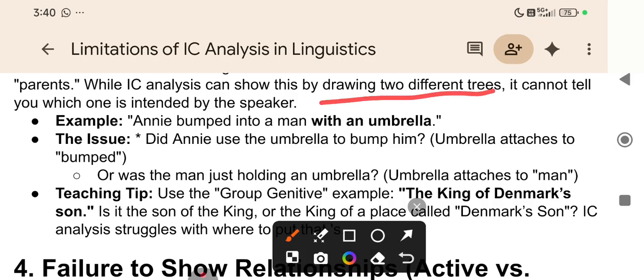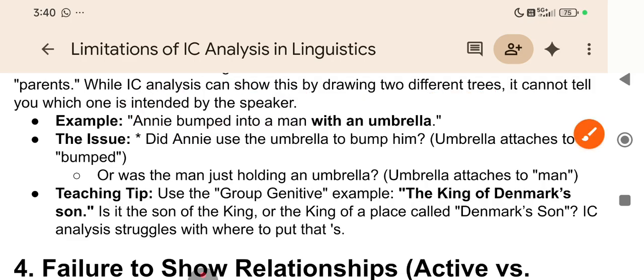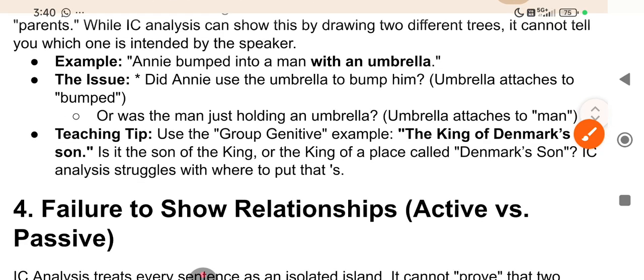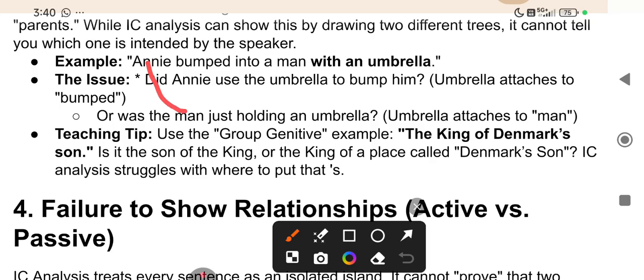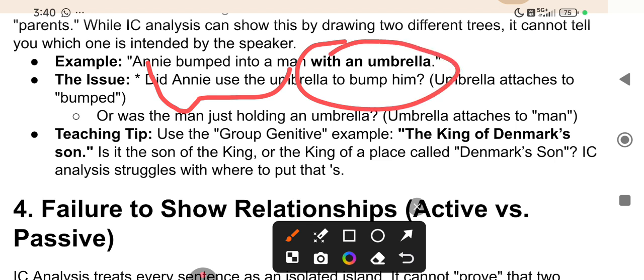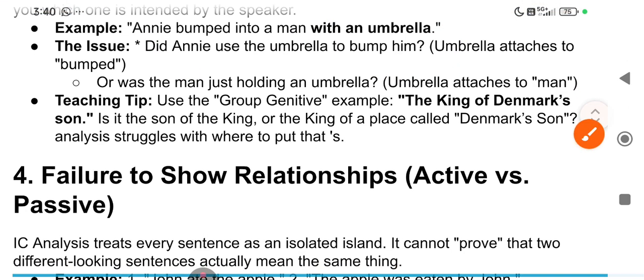It cannot tell you which one is intended by the speaker, what I mean to say. So that meaning or intention will not be expressed by IC analysis. Example: "Any bumped into a man with an umbrella." The man was holding the umbrella or Any was holding the umbrella. Not clear. Issue: did Any use the umbrella to bump him?